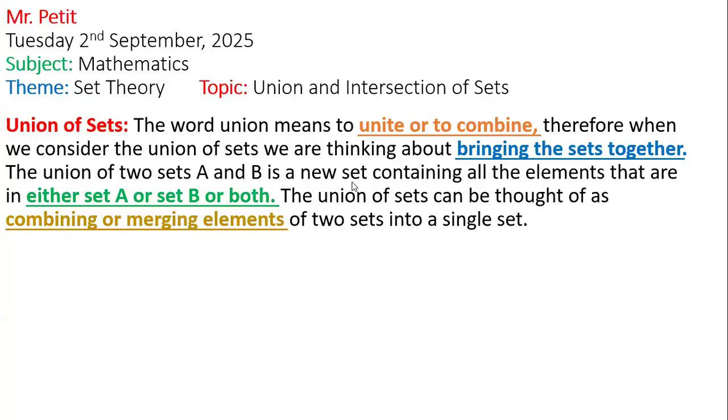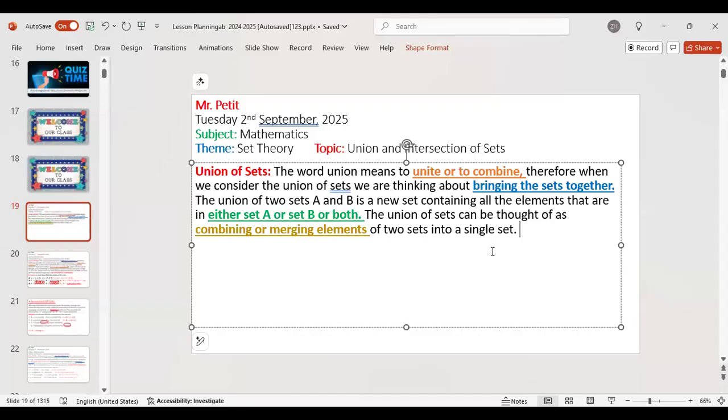So when we think about the union, what are some words we could use to describe the union? Carlton, what words could we use? Combination. Very good. What else? Unite. Very good. Combine, merge. All of them. That's what we mean by the union. All right, thank you.